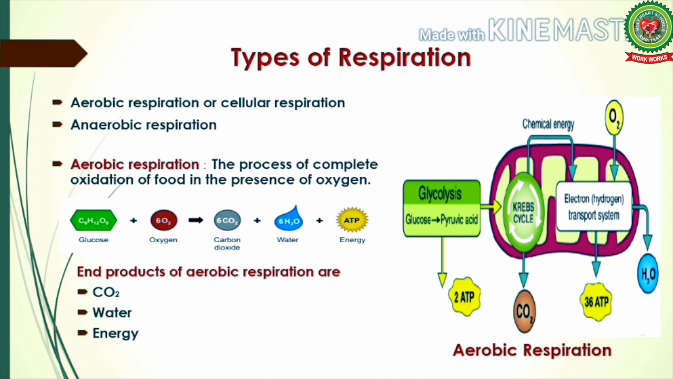First step in respiration includes breakdown of glucose to pyruvic acid, which takes place in cytoplasm of cell. This is common pathway for both aerobic as well as anaerobic respiration. This pyruvic acid is further oxidized to form carbon dioxide, water, and energy in case of aerobic respiration.